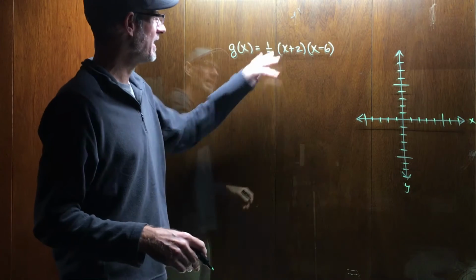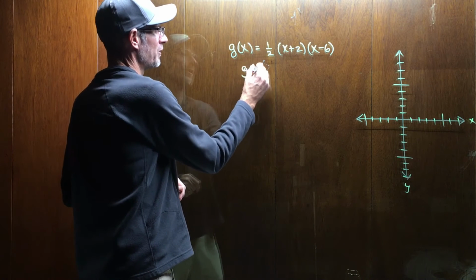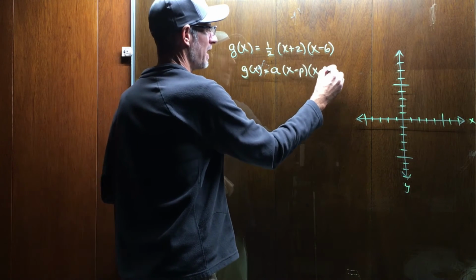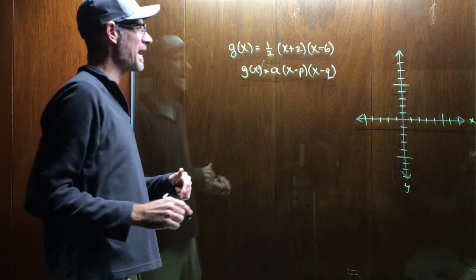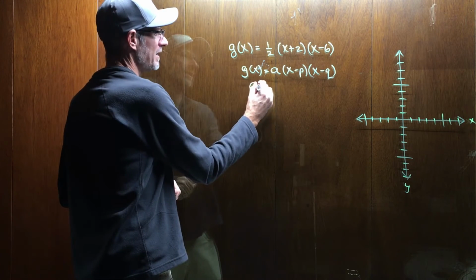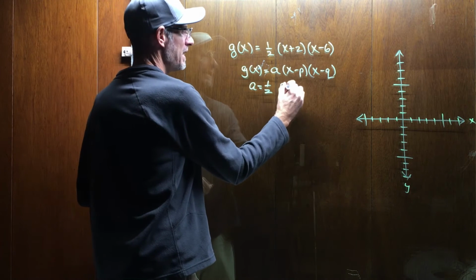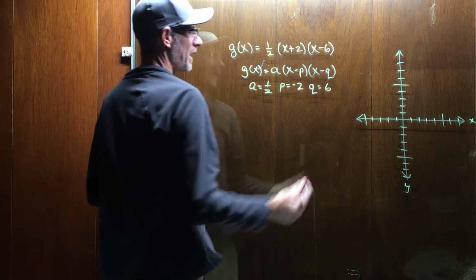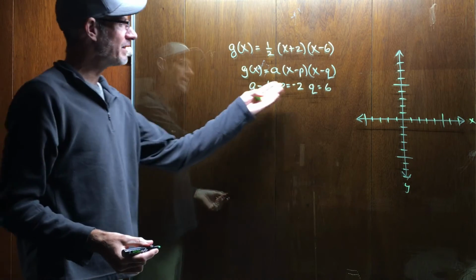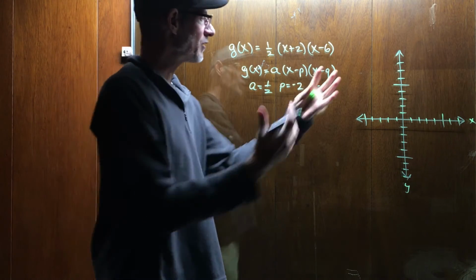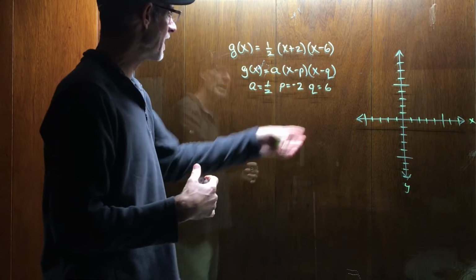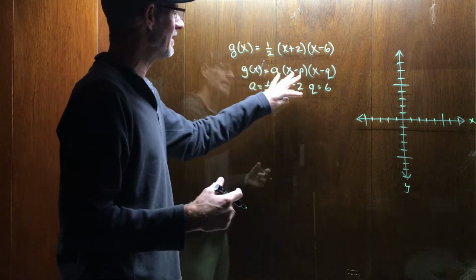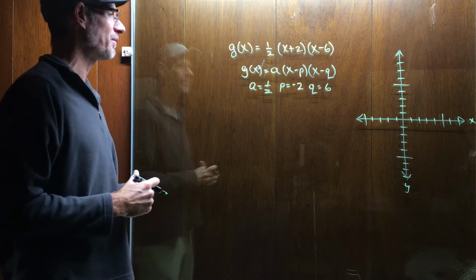Here we have a function that is in intercept form. Intercept form normally looks like this: g of x equals a times (x minus p) times (x minus q), where p and q are the x-intercepts. So in our problem, we can see that a is 1/2, p is -2, and q is +6. These numbers are what makes the parabola that we're about to graph unique. If one of those numbers or all of those numbers were different, we would get a different looking parabola. So by analyzing these numbers, we can see what our parabola looks like.